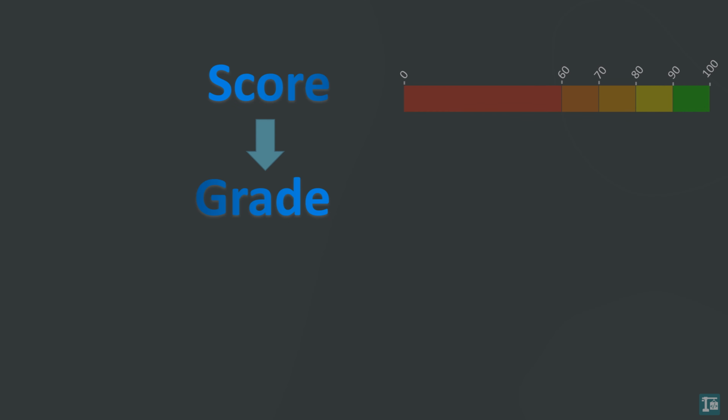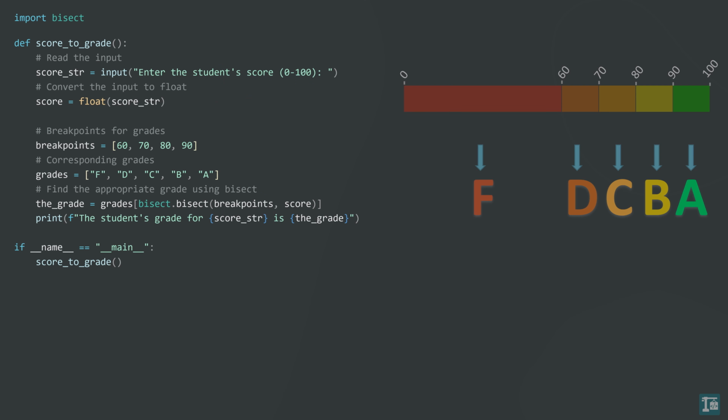Imagine a simple program to convert student scores to grades. It takes the score between 0 and 100 and assigns and prints a letter grade. In this program, scores from 90 to 100 get an A, 80 plus get B, 70 plus get C, 60 plus get D, and 0 to 60 get F. Here is the basic Python implementation.